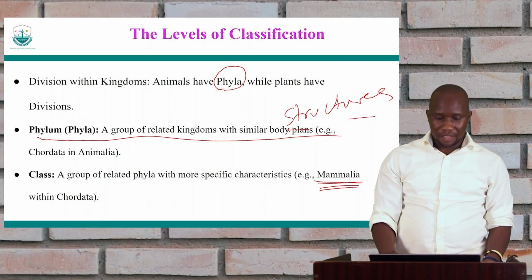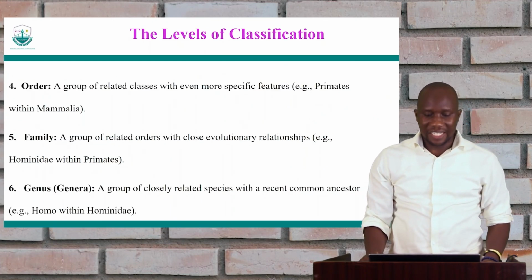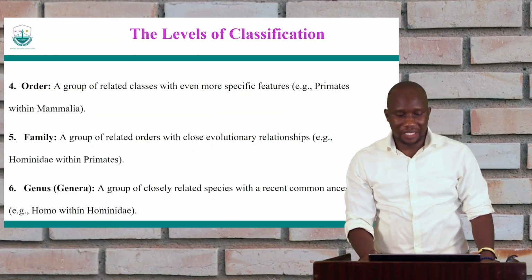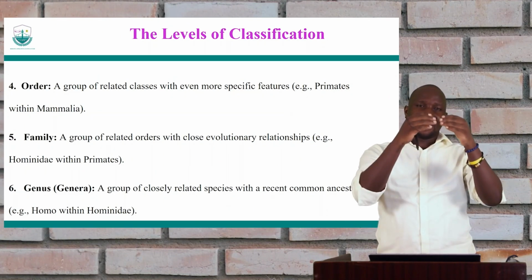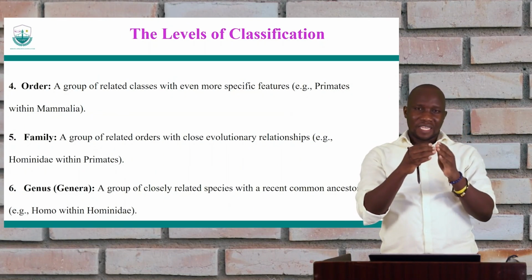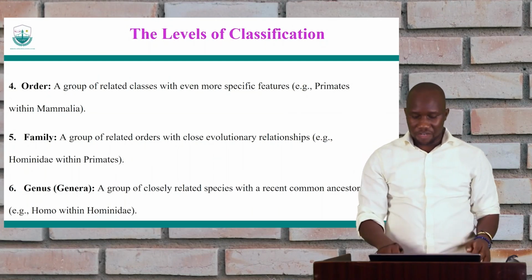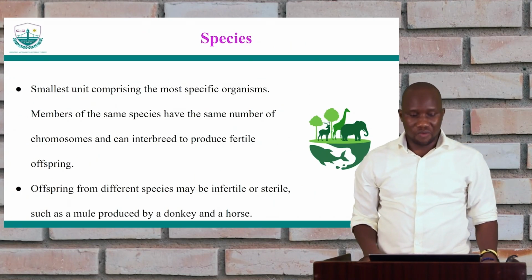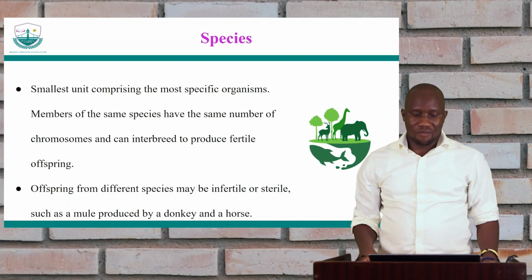And then we move to order. Still, there are further similar characteristics. So as we go, they share characteristics at a certain level, but at a certain level, they have some differences. Then you put them aside, until you reach the species, which is the smallest unit or the most specific organisms.